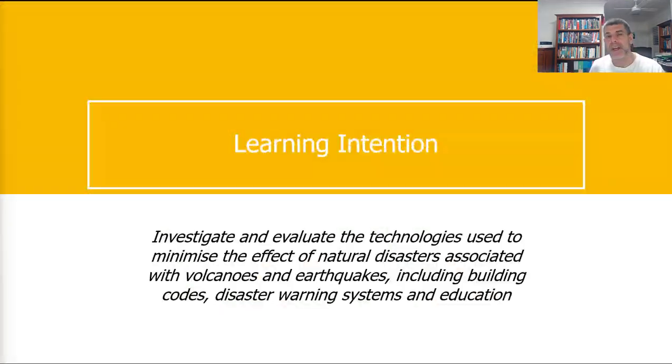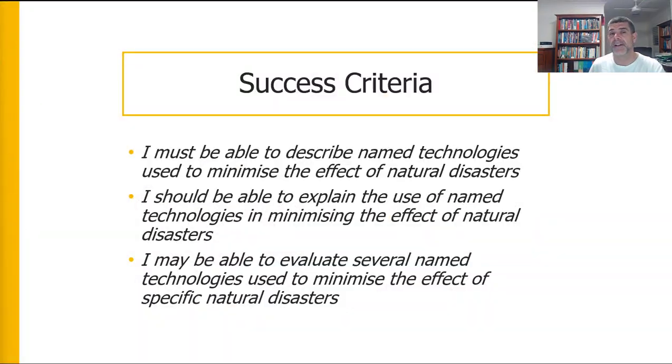In this video, we are going to specifically address the learning intention to investigate and evaluate the technologies used to minimize the effect of natural disasters associated with volcanoes and earthquakes, including building codes, disaster warning systems, and education. So we want you to be able to identify some of the important technologies and early warning systems, the strategies that we use to try and minimize damage, including things like public education and evacuation programs, and also to evaluate how early we can get information and how effective that information can be when we roll it out.